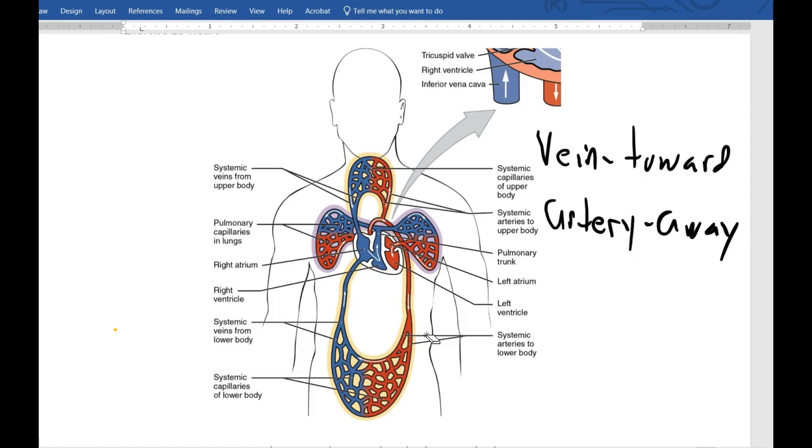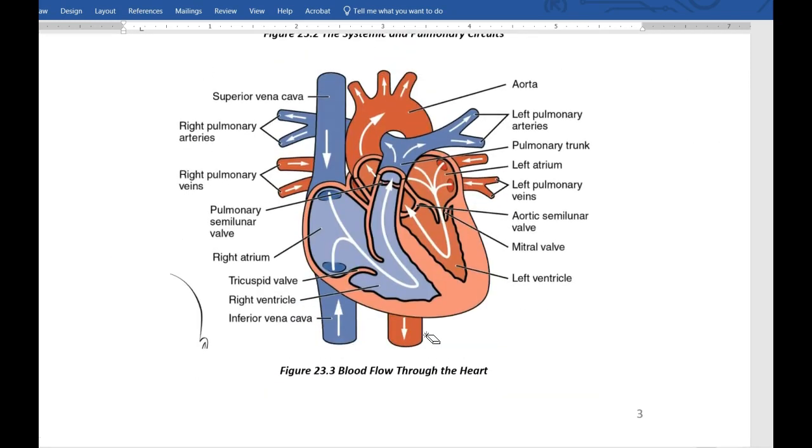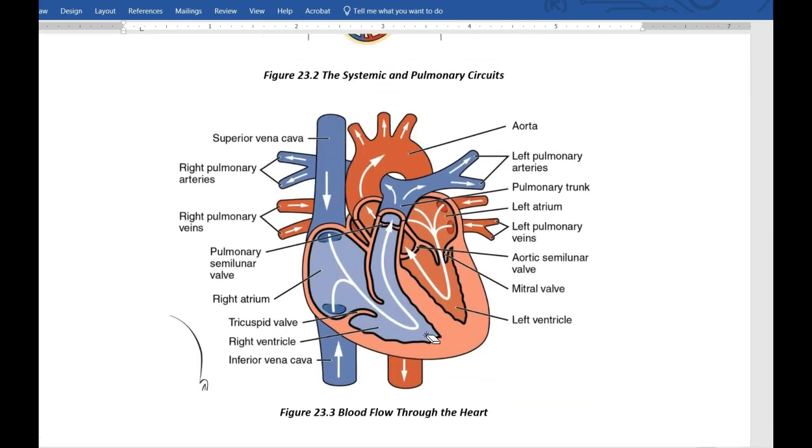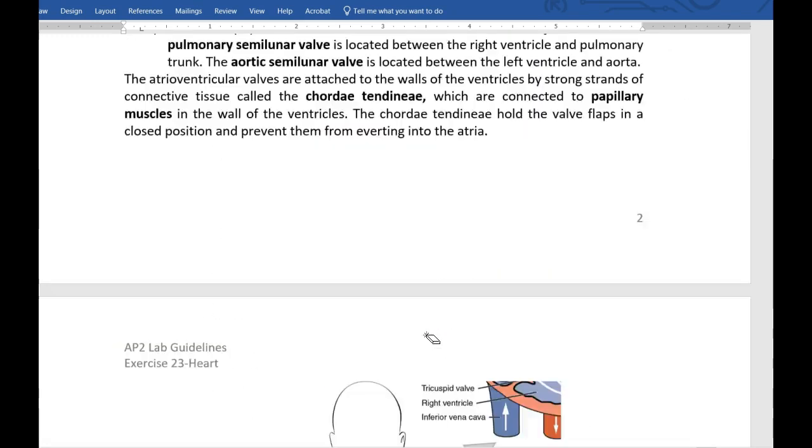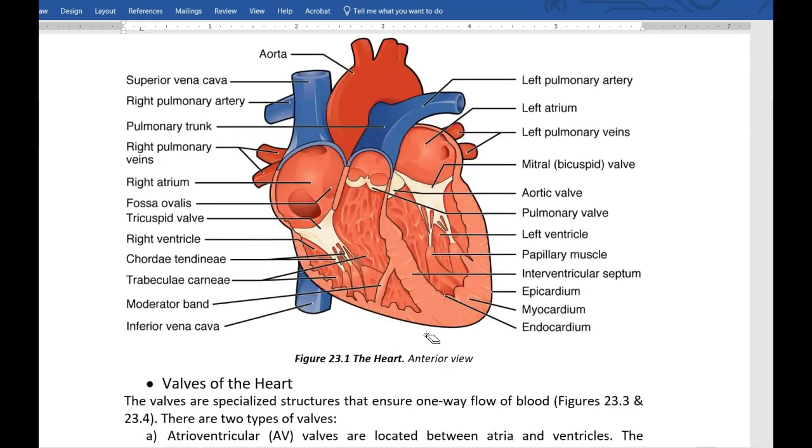So then we've got that from there. What I like to do to understand how the heart works is to trace the flow of blood through the heart. I'm going to try and do this relatively quickly without going crazy, and especially because this figure here has all of the structures that we want to know.